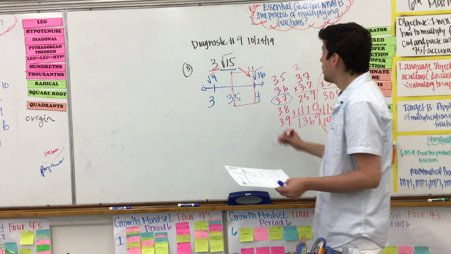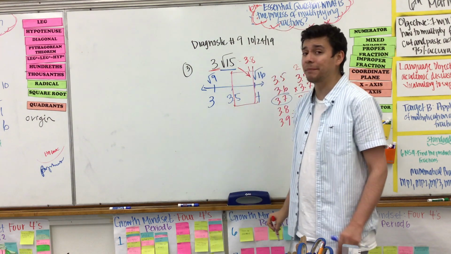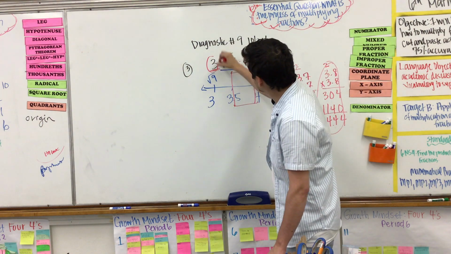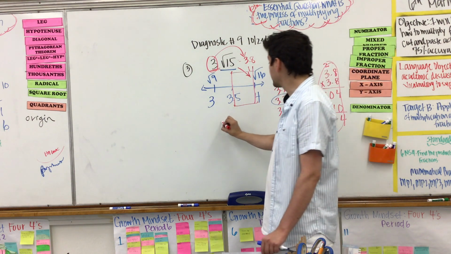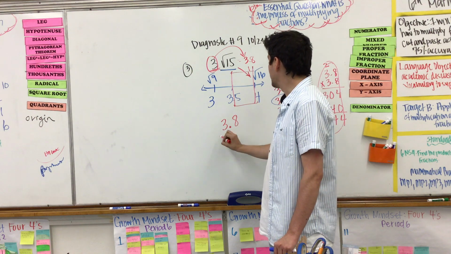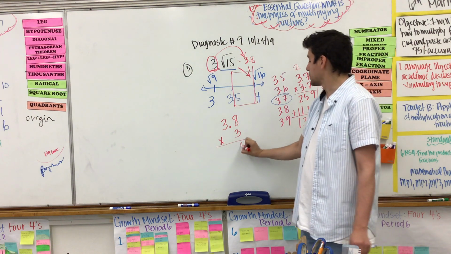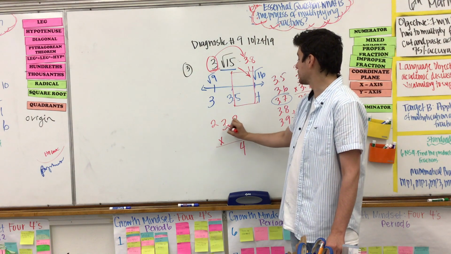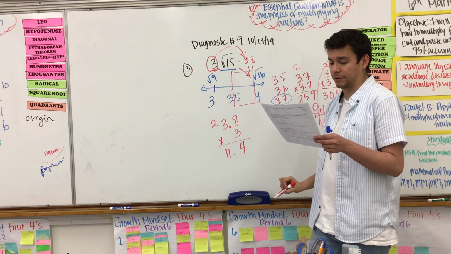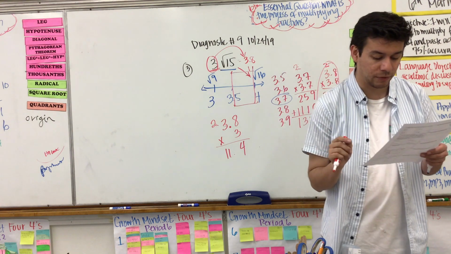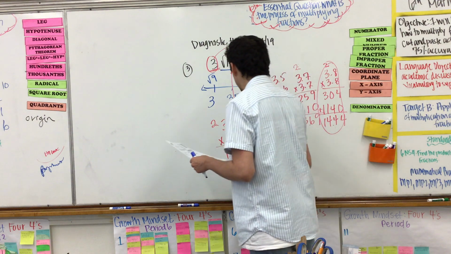Okay, so now I know that this is actually 3.8, but I'm not done. I have to get that 3 and multiply them together. So now I'm going to do 3.8 times 3. 3 times 8 is 24. 3 times 3 is 9, 10, 11. So this is 11. Oh, wait a minute. That is wrong. Never mind.